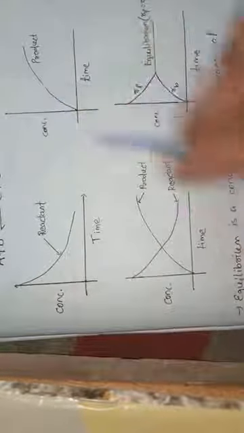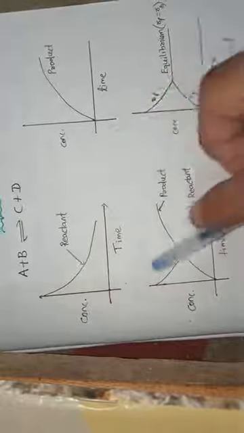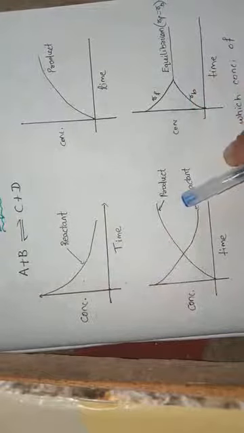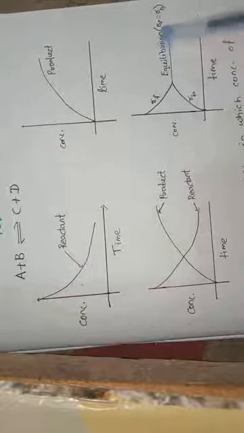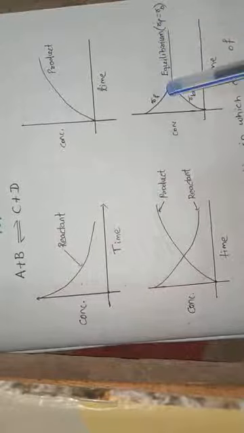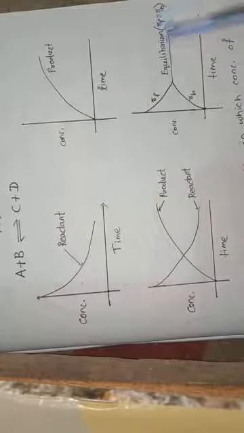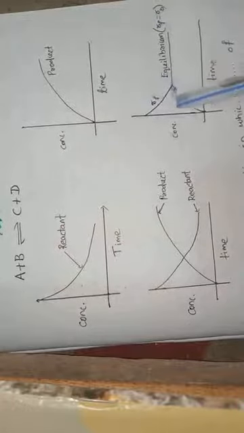Further, if we combine these two graphs with time, this is the graph of product and this is the graph of reactant. But equilibrium is a position in which the concentration of reactant is equal to the concentration of product, and this point is known as the equilibrium point. In this position, RF, the rate of forward reaction, is equal to the rate of backward reaction.